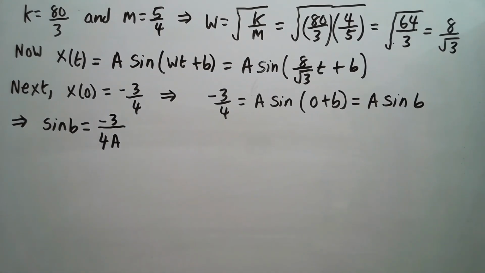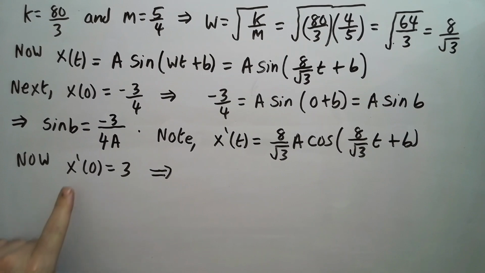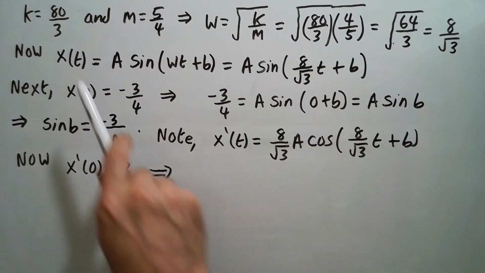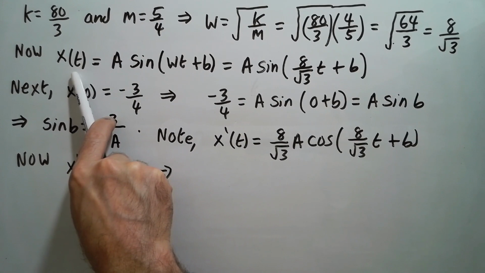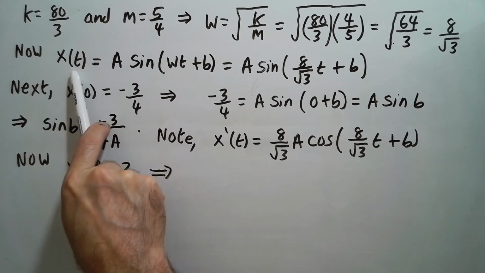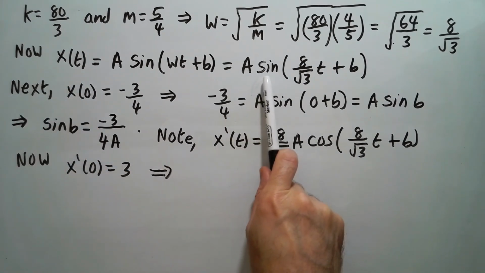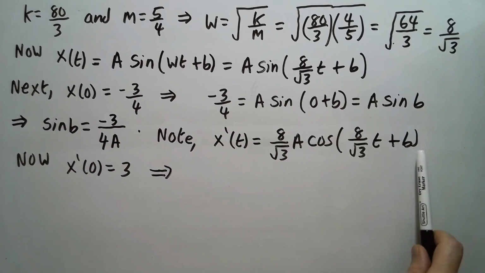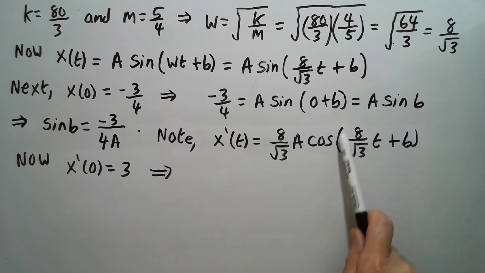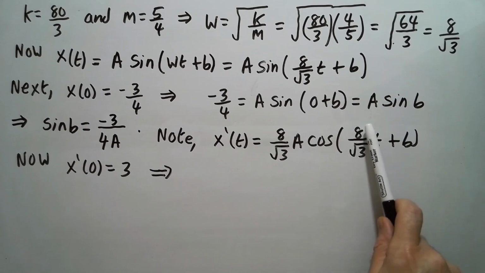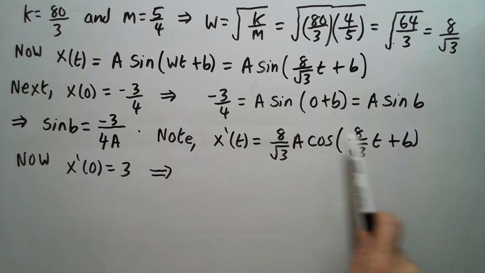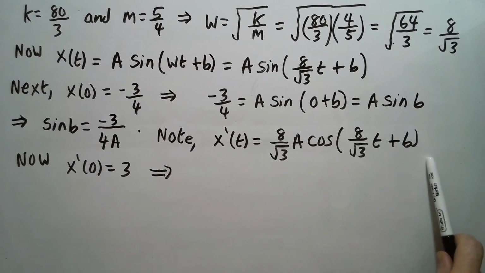Next, let's use our other condition that x prime of 0 was 3. Actually, before using that, we need to find the derivative. So here's my position function up here. I want to find the derivative, because the derivative of position will be velocity. So I'm going to find my x prime. It's going to be the derivative of sine, which is cosine, times the derivative of the inside function with respect to t, using the chain rule, which would be 8 over square root of 3. So that comes out on the outside here. This would be our derivative using the chain rule.